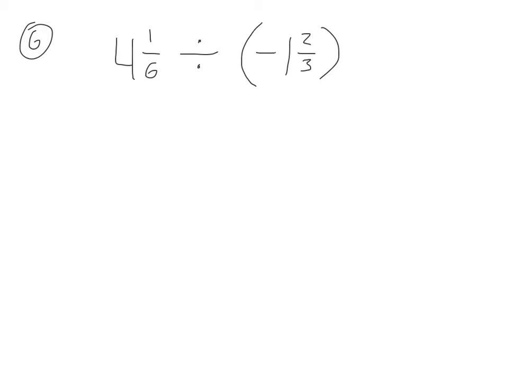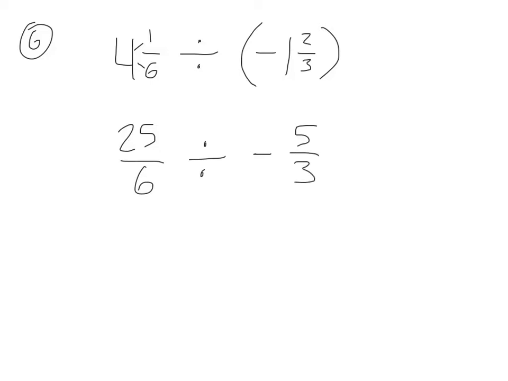Okay, so what is this mixed number as a fraction? Well, 6 times 4 is 24, plus a 1. That'd be 25 over 6. And we're dividing that by, well, let's see. I have a negative mixed number. That must mean the improper fraction version of that mixed number is also negative. So let's just pretend that negative doesn't exist for a second. And 3 times 1 is 3, plus 2 gives you 5/3, but it's actually a negative 5/3.